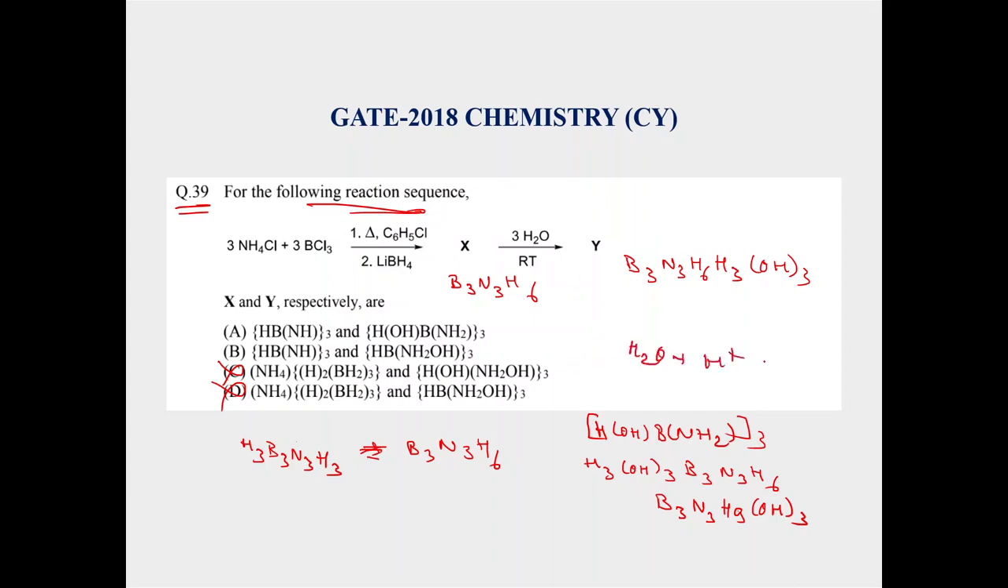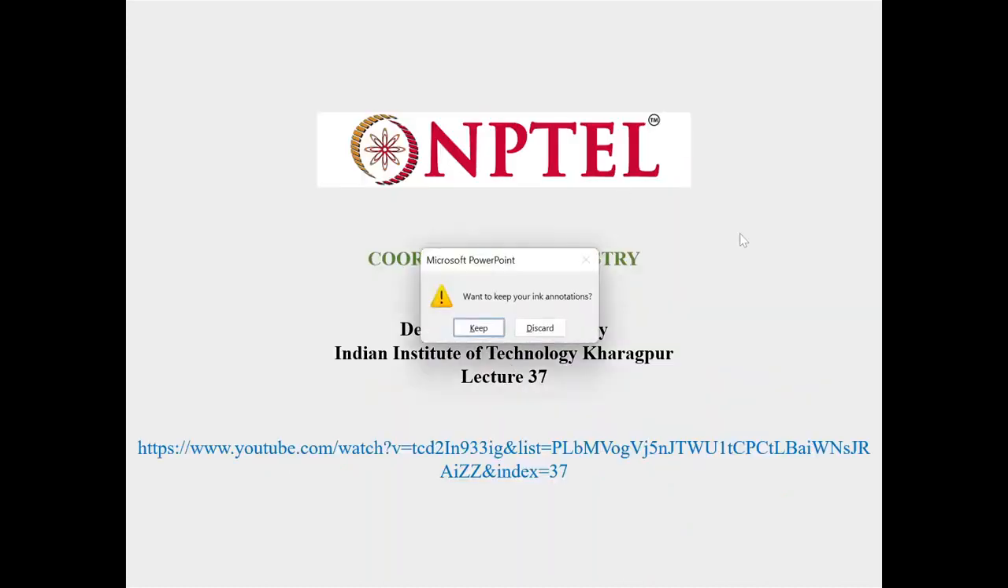H2O will give H plus and OH minus, and H plus will coordinate with N or B. This H plus and OH minus is coordinating to nitrogen or boron. Okay, but here they have given NH2OH. So option A will be the correct option for this question. For the given reaction sequence, X is HBNH whole 3 and Y is HOHBNH2 whole 3. Okay. So if you know the synthetic methods for the preparation of borazine, we can solve this question very easily. Then we will move on to the next question.